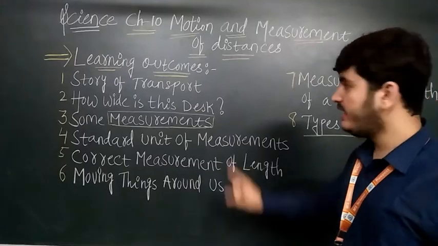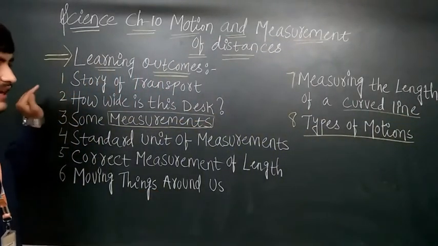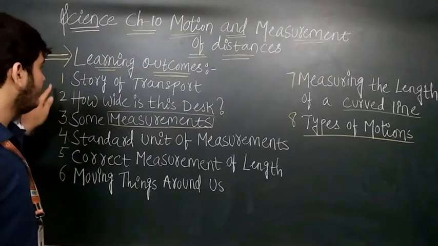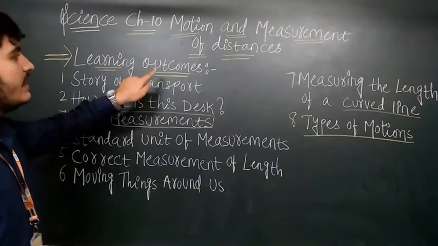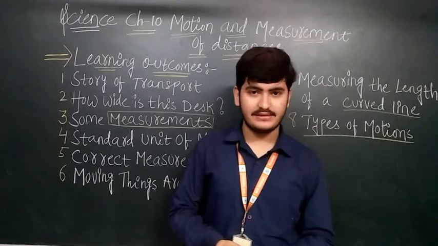I want to tell you one thing. Write all these points, all 8 points, in your textbook. I will check during the online session. Write all these learning outcomes in your textbook in chapter number 10, wherever you are getting space.